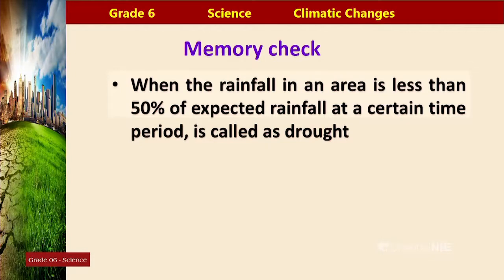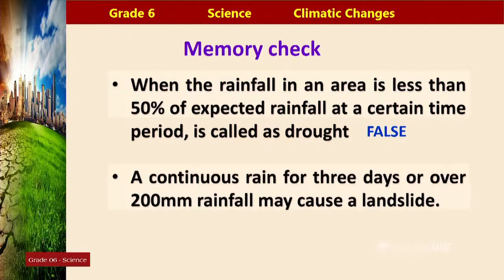When the rainfall in an area is less than 50% of expected rainfall at a certain time period, it is called drought. Is it correct, children? No. When we defined drought, we said the actual rainfall is less than 75% of expected rainfall. So, this statement is false. A continuous rain for 3 days or over 200 millimeter rainfall may cause a landslide. Yes, is this correct, children? Yes, this is a true statement.